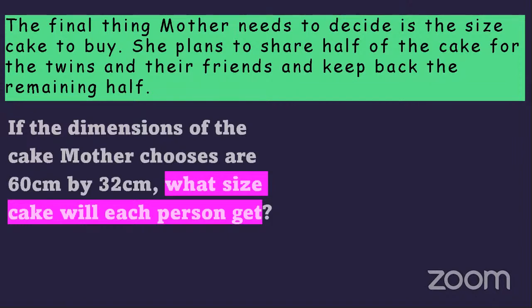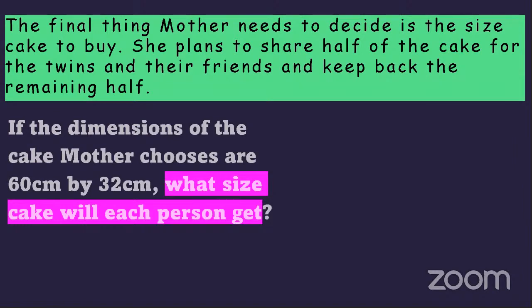So remember now, we need to take some things into consideration. And we're almost at the end of this performance task. We have this one and a final question that will not take a lot of rigor like these. So I want you guys to go ahead on your own, and I'll be right here asking questions as well to guide you. Go ahead and work this out. So you have the dimensions 60 centimeters by 32 centimeters. That is the cake that mother decided to buy. So if she's going to keep back half of this cake and share only half of it with the children, what size will each person get if each person will get an equal portion?